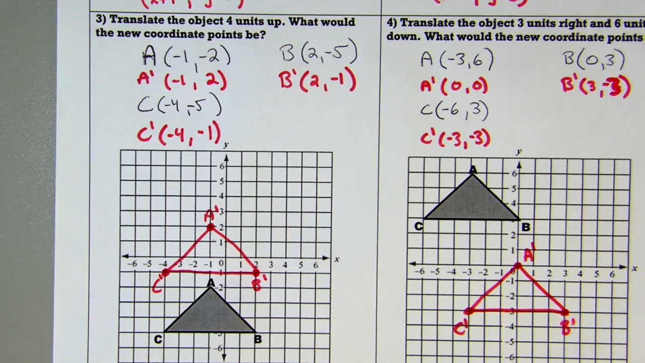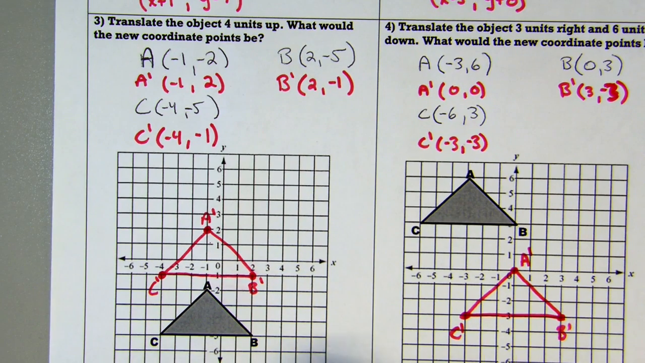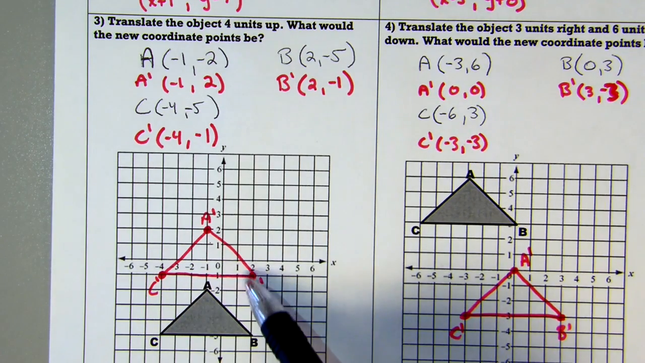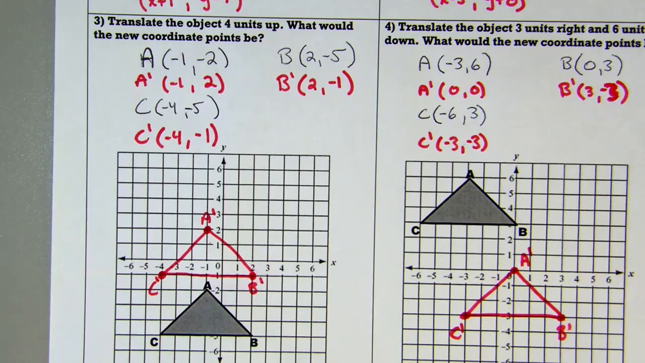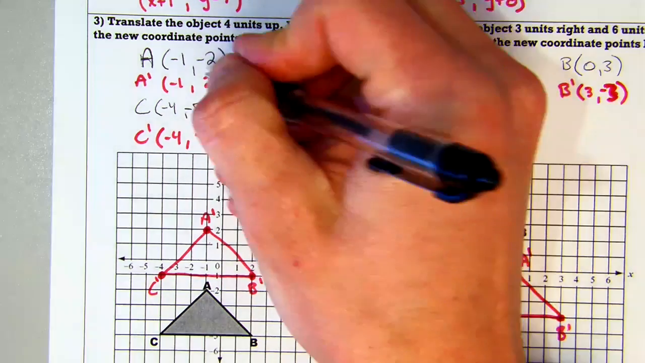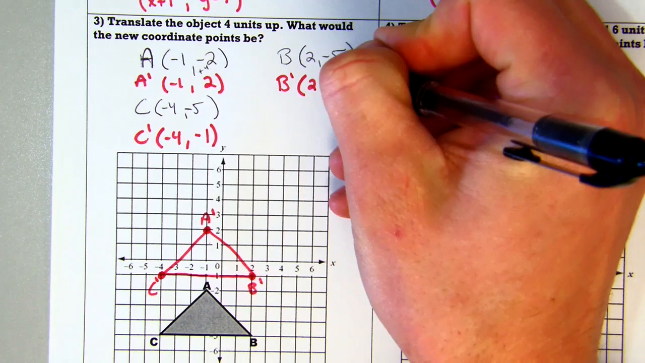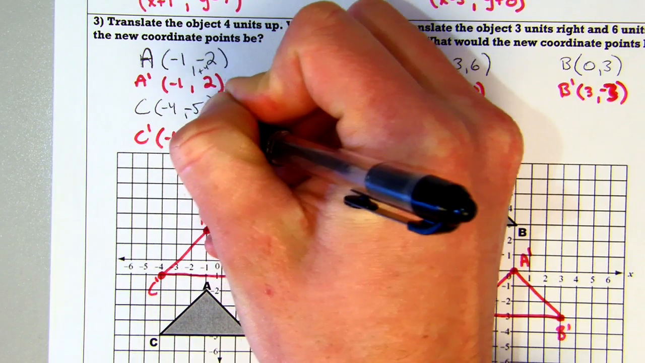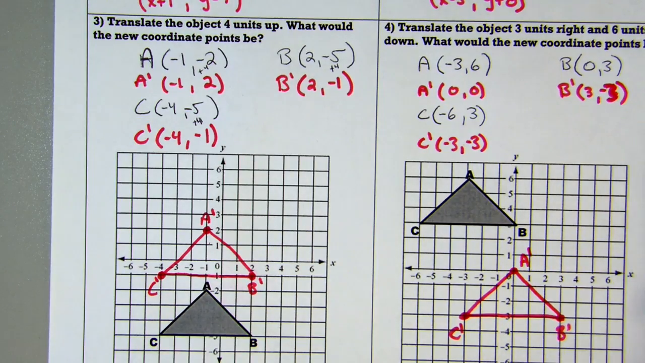Number 3, translate the object 4 units up. What would the new coordinates be? You should have actually changed everything, just go 4 up. So that's what your picture should look like. And then because you're going 4 up, you're only changing the y-axis. You should have a plus 4, plus 4, and a plus 4. And yes, that does work. X-axis stays the same in all of these.